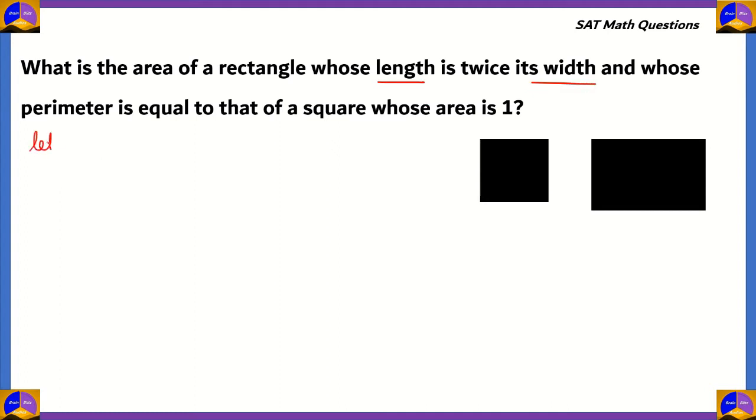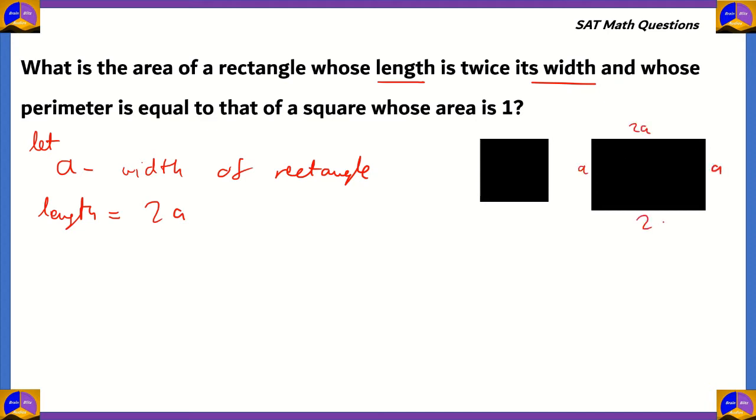So now we will consider A as the width of the rectangle. So now that we know A is the width, the length of the rectangle will be equal to 2A. Well, first we've sorted that out. So the width is A, length is 2A. Next, in order to find the perimeter of this rectangle, it is said that the perimeter of that rectangle is equal to that of a square whose area is 1. So the area of the square equals 1.